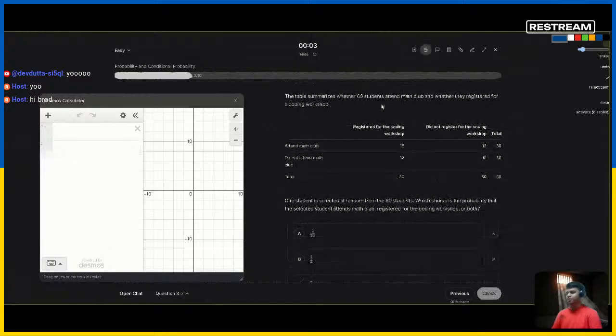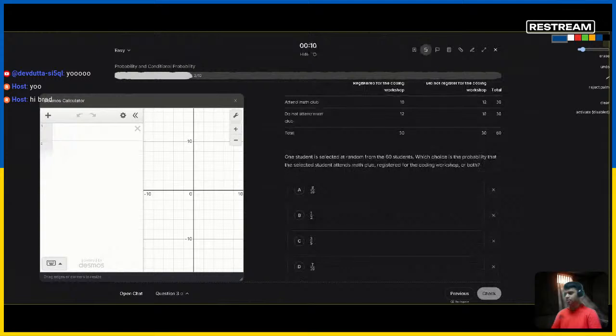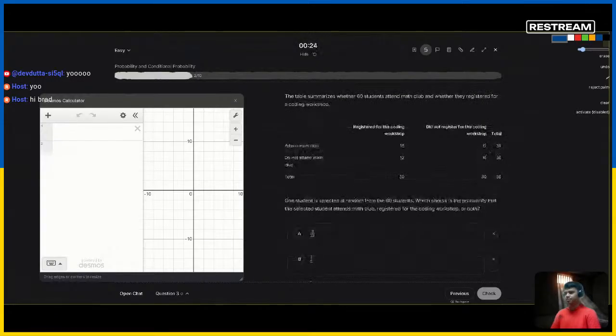The table summarizes 60 students who attend math club and whether they registered for the coding workshop. One student is selected at random from the 60 students. Which choice is the probability that the student attends math club, registers for the coding club, or both? Okay, this is kind of hard to take in.